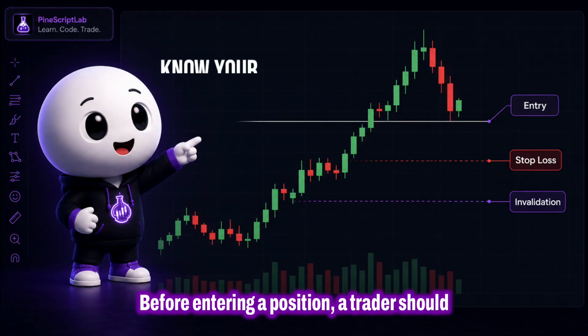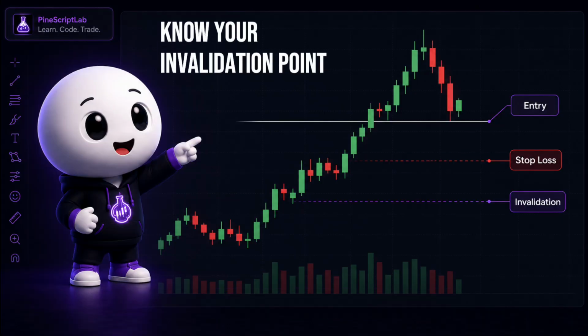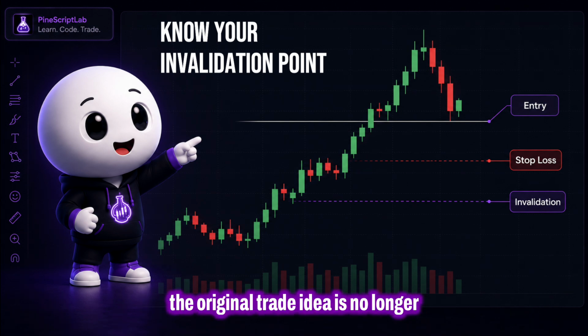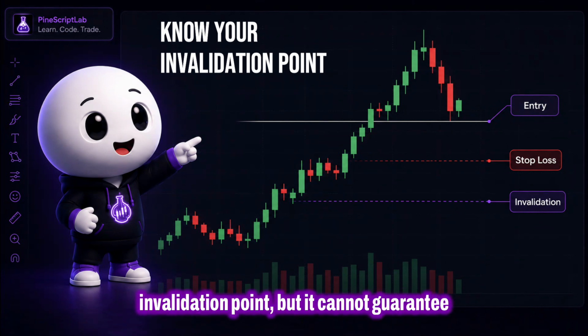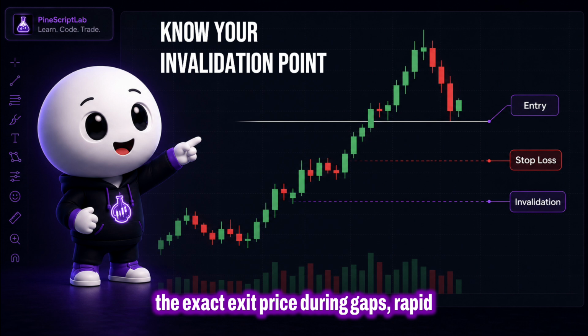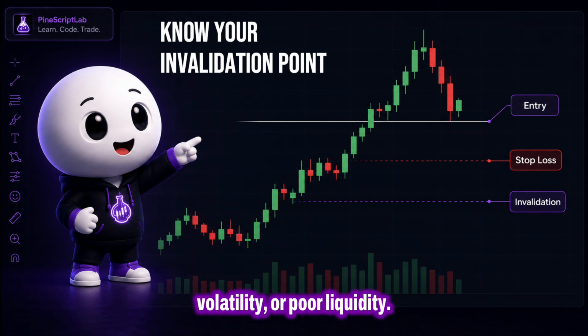Before entering a position, a trader should identify invalidation. Invalidation is the condition showing that the original trade idea is no longer behaving as expected. A stop loss may be planned around that invalidation point, but it cannot guarantee the exact exit price during gaps, rapid volatility, or poor liquidity.